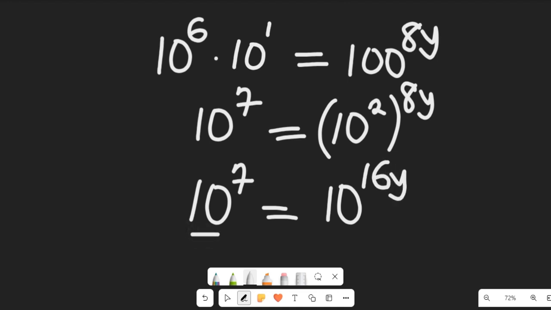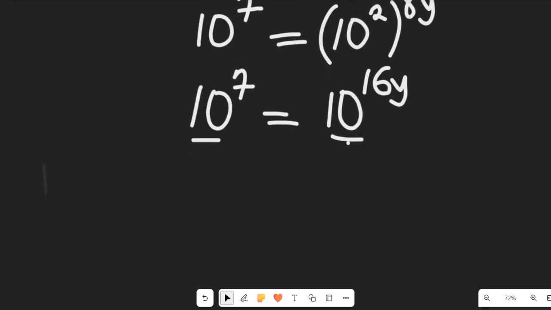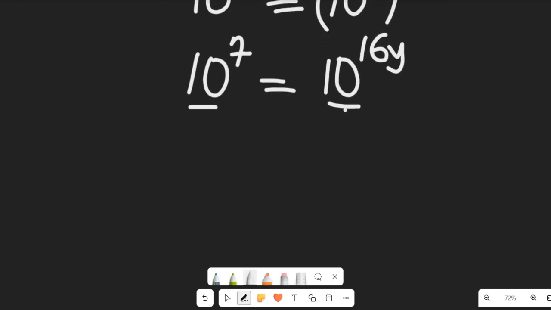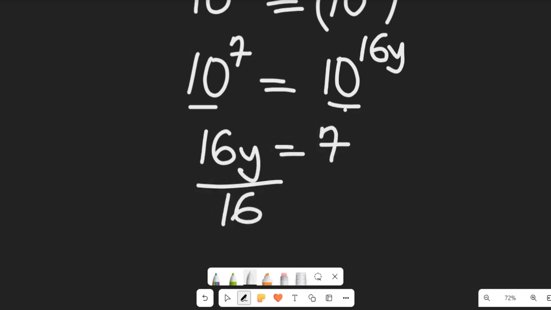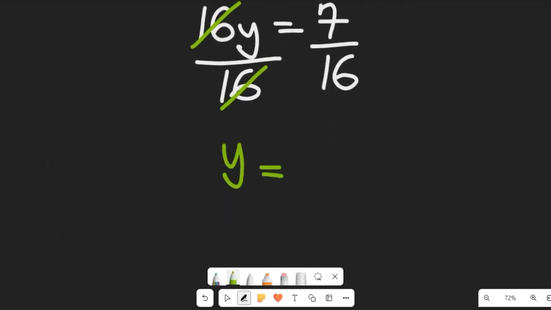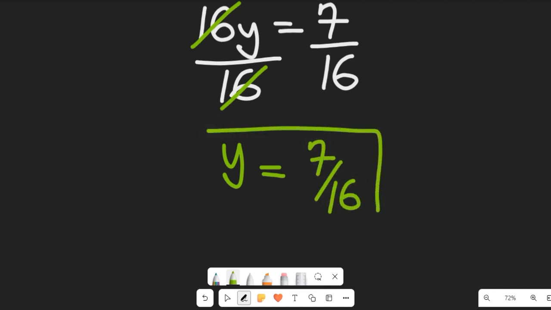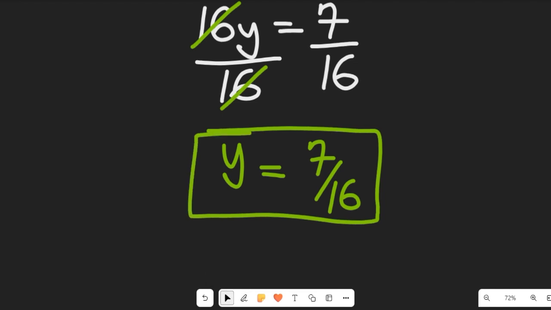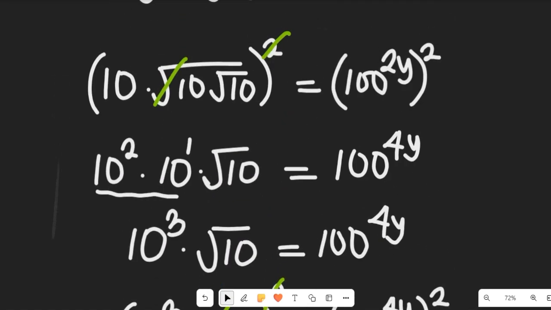So from this, what do we see? We have the same base. And since we have the same base, the exponents will equate. So we're going to have 16y equal to 7. If we divide here by 16 and equally divide here by 16, we can find the value of y. The value of y will be equal to 7 divided by 16. Great. So we have 7 divided by 16 as the solution to the question given to us.